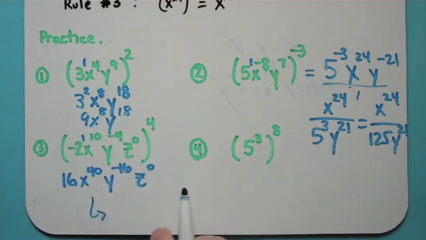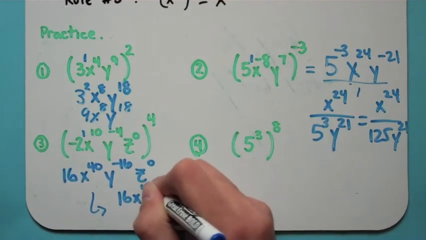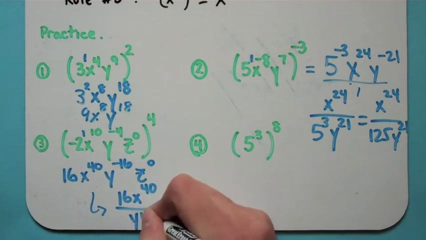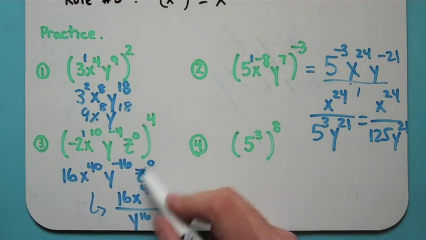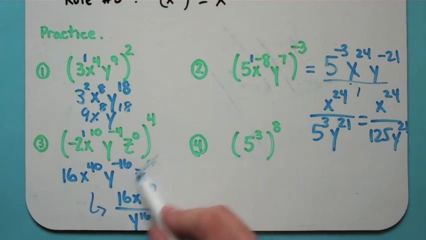Rewriting my answer here for this one, I get 16, x to the 40th, the y to the negative 16th gets sent to the bottom, turns into positive 16, and z to the 0 is just 1, that goes away, so that's not even a factor anymore. So this doesn't even have to be written in my final answer.